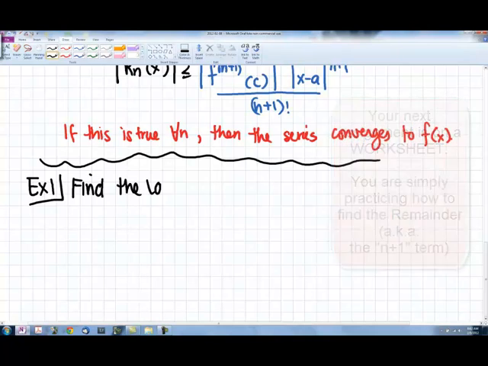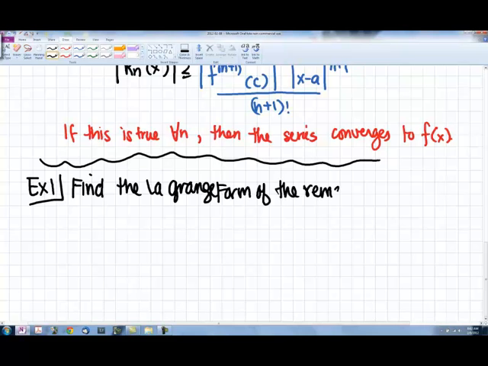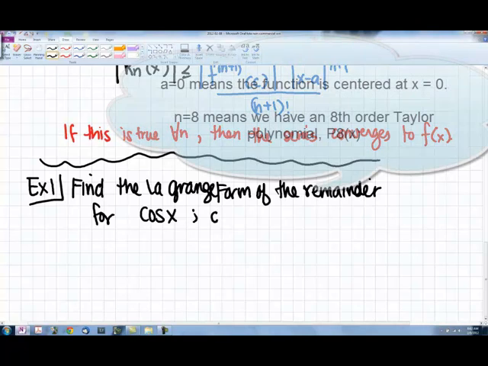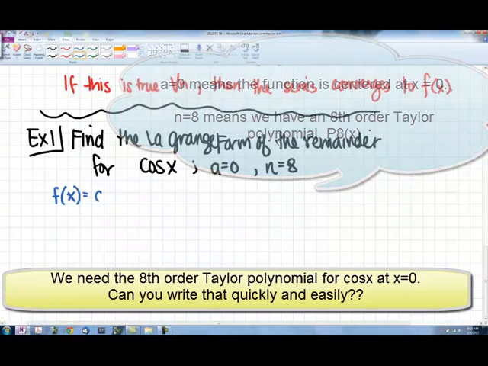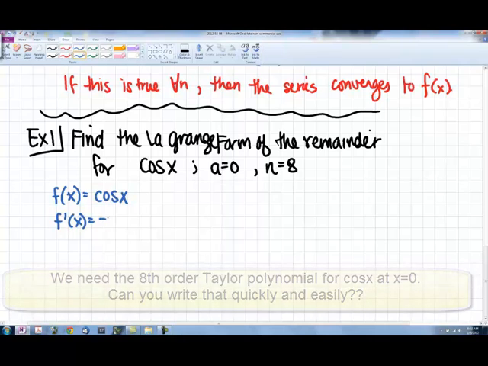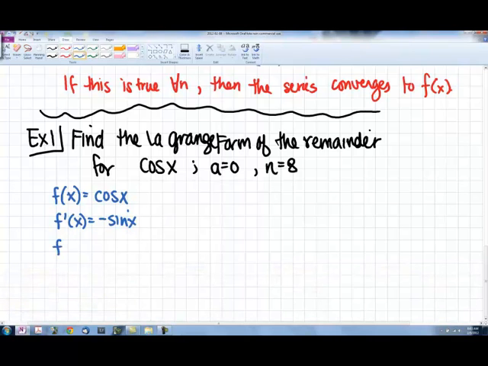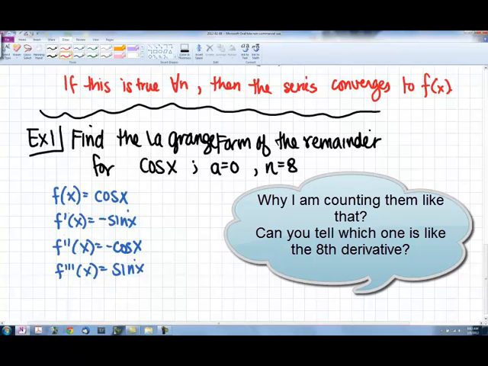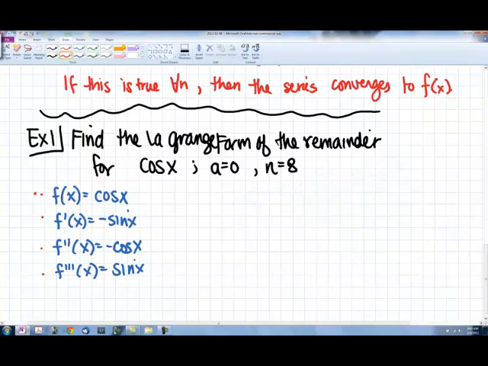I want us to find the Lagrange form of the remainder for the function cosine x. I'm going to tell you a is 0 and n is 8. Since this is a nice cosine function, I'm just going to write it out. f is cosine, f prime is negative sine, f double prime is negative cosine, and f triple prime is sine x. And then it repeats. Okay, so if I want the 8th derivative, that would bring me 3, 4, 5, 6, 7, 8, and then my Taylor polynomial would end with a cosine function in there.